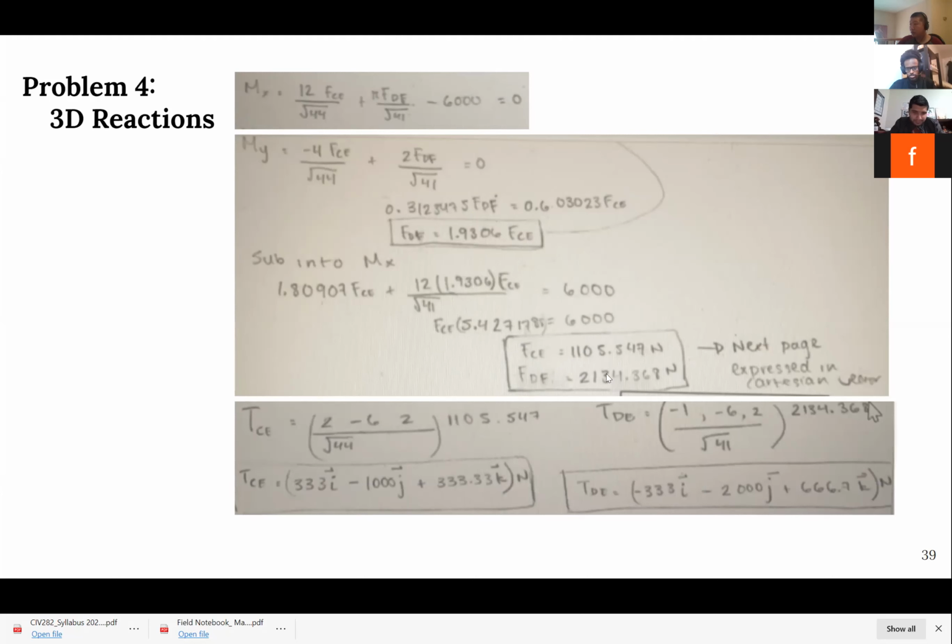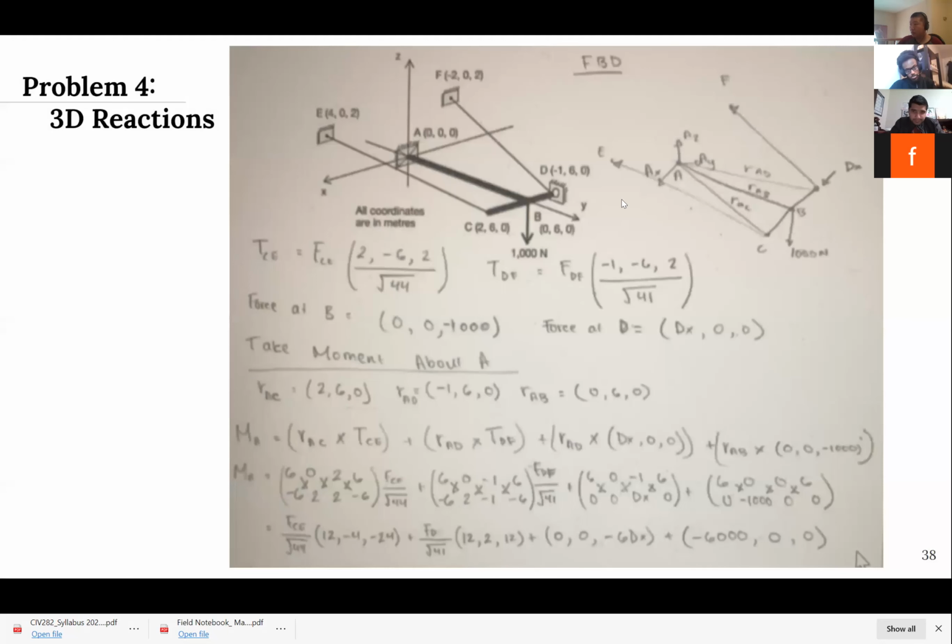And then you also get force of DF. But you're not done yet, because they ask for the tension in each cable. So remember those two equations at the very beginning that we came up with. Tension at CE is equal to force of CE times its direction vector. Tension at DF is equal to force of DF times its direction vector.